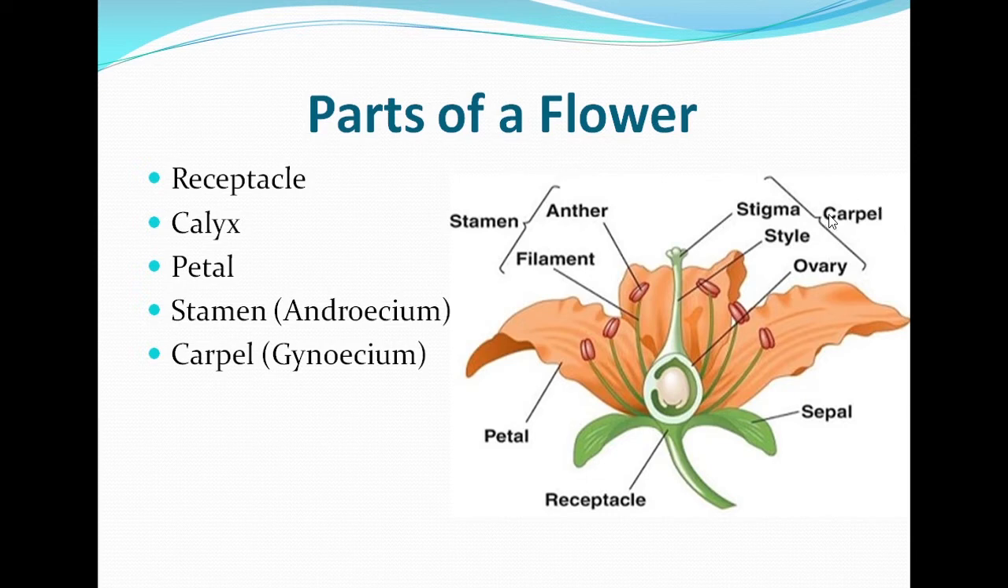The carpel contains stigma, style and ovary. This is stigma, this is style and this is ovary. So, the parts of flowers are 5 in number: receptacle, calyx, petal, stamen and carpel. Stamen is also known as androecium and gynoecium is known as carpels. Okay, stamen consists of anther and filament and carpel consists of stigma, style and ovary.